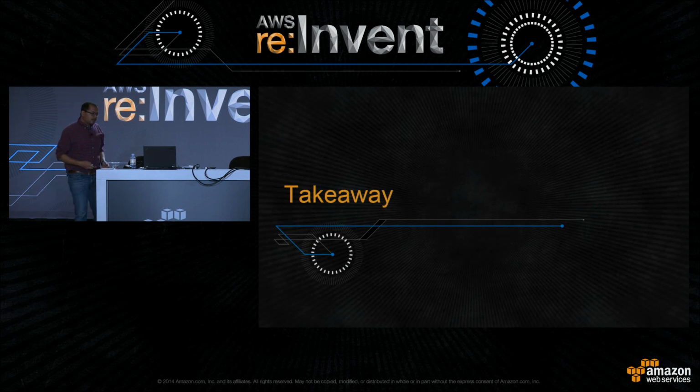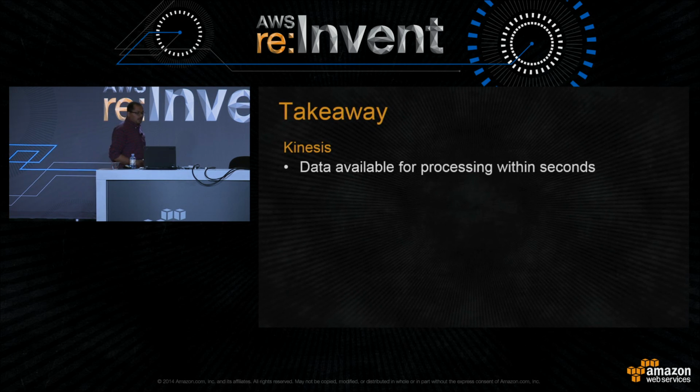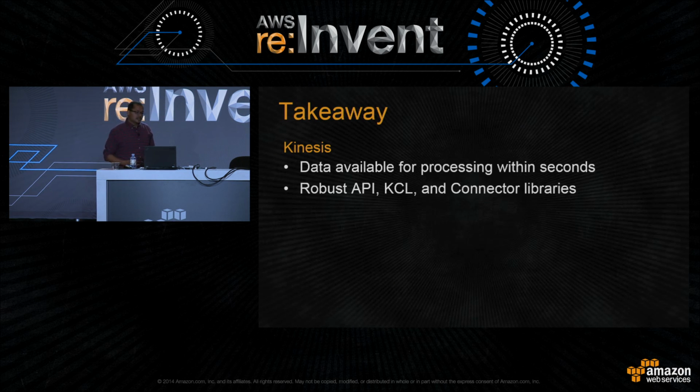So some of the takeaways from the talk. Kinesis makes data available for processing within a few seconds, so you can build real-time applications using it. It has a robust API. It provides various libraries, KCL, and connector libraries. There are also resharding libraries that you can use now. And it's very important to test your application logic by resharding your stream, so you know how it behaves when you reshard your stream.